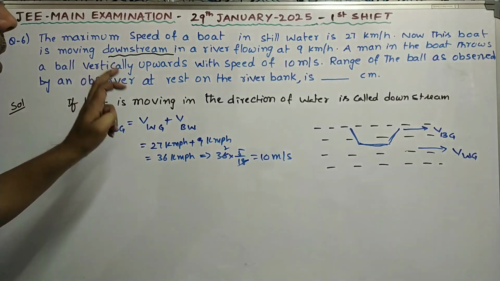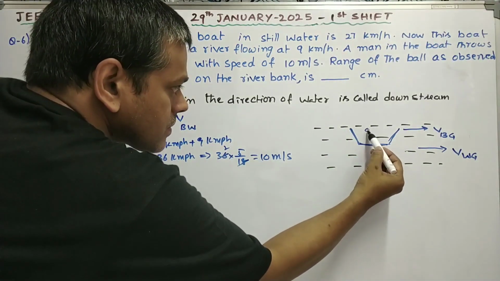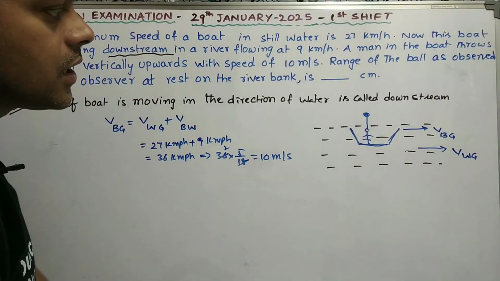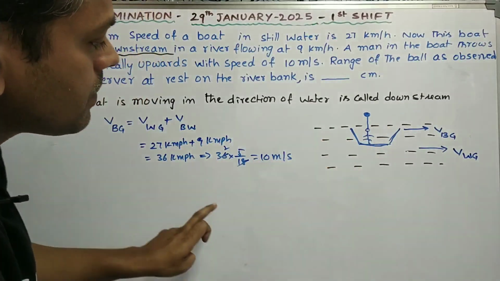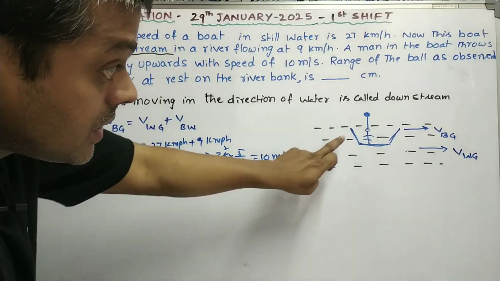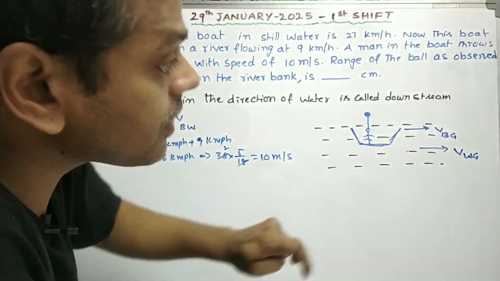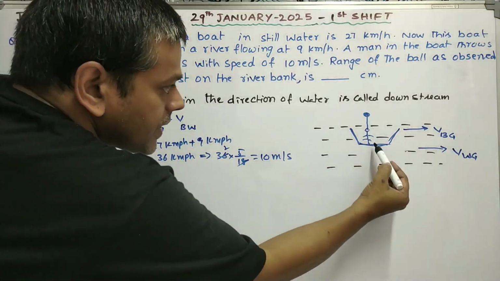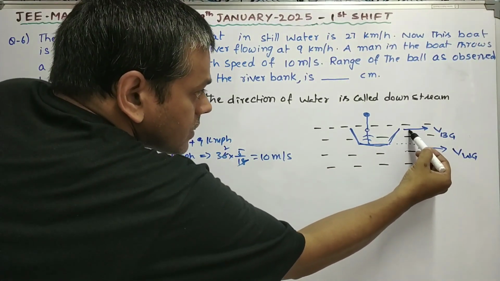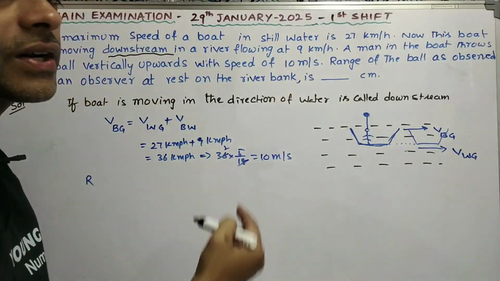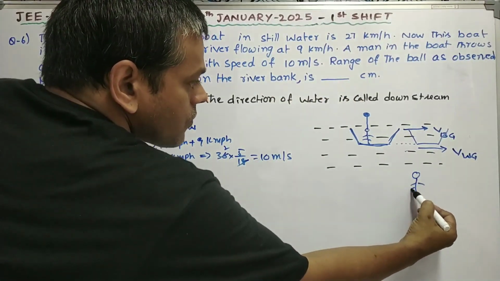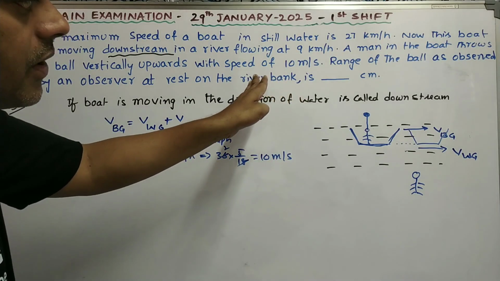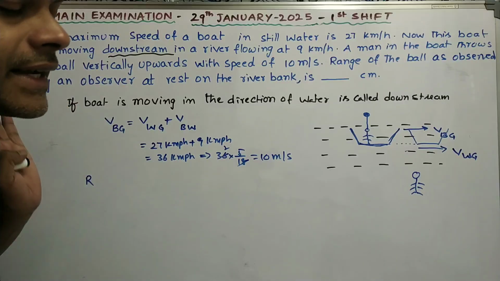Now, from this boat, a person throws a ball vertically up. Whether a person throws a ball vertically up means what? The object is also moving in the direction of velocity of boat. So what is asked? Range. Whenever the boat moves forward, the ball also moves forward. This whole thing is observed by a person outside the flow of river, that means at the bank of the river, who is initially at rest.